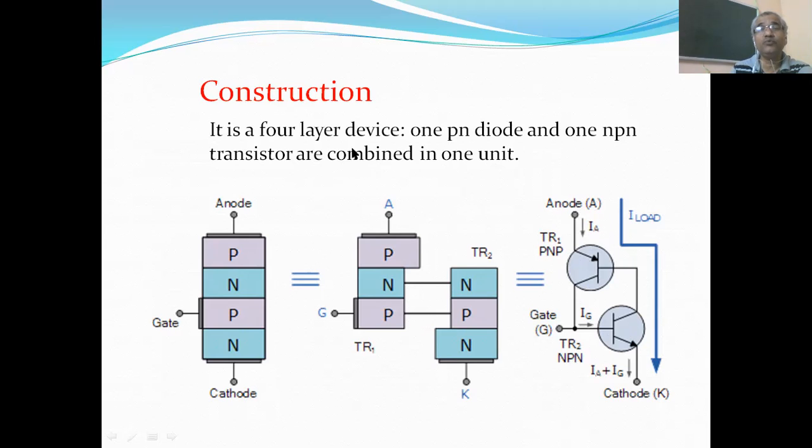So this device is a 4-layer device. How many junctions are there? There are 3 junctions. This is one junction, this is the second junction, and this is the third junction. So it is a 4-layer device, and it has 3 junctions. This is the 2 transistor analogy of the silicon controlled rectifier, SCR. This is the actual construction of SCR, and this is the visualization of SCR in terms of the 2 transistor analogy. These are the 2 transistors connected back to back.